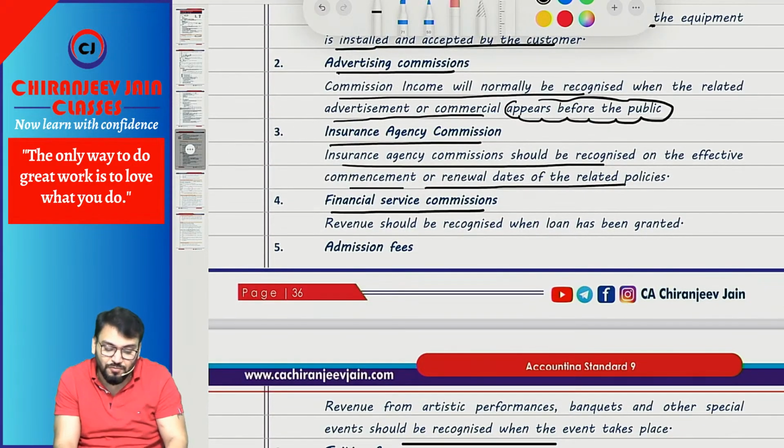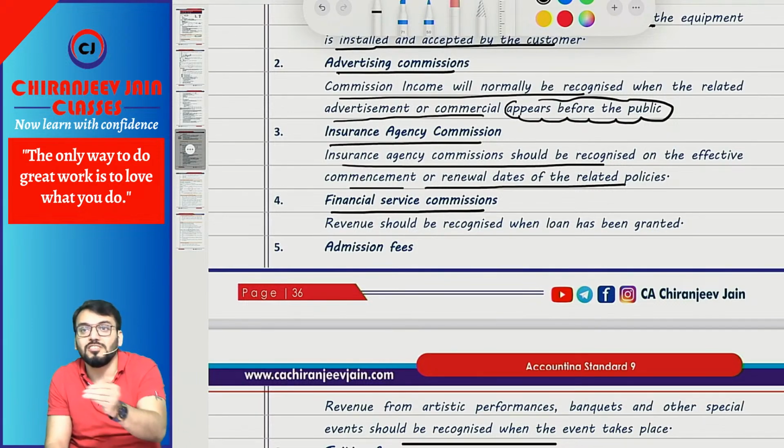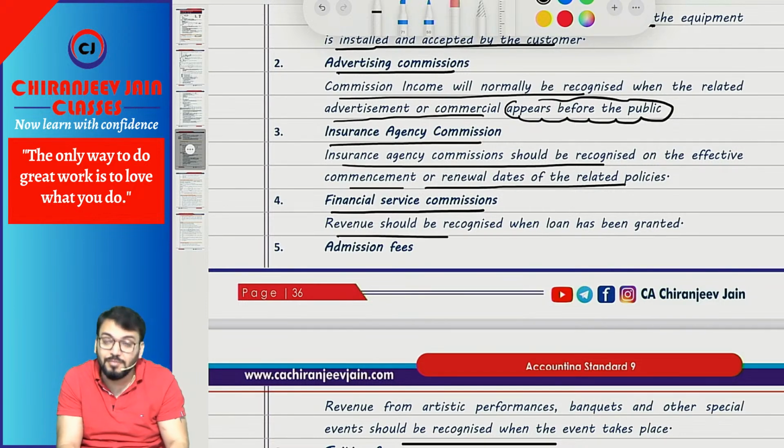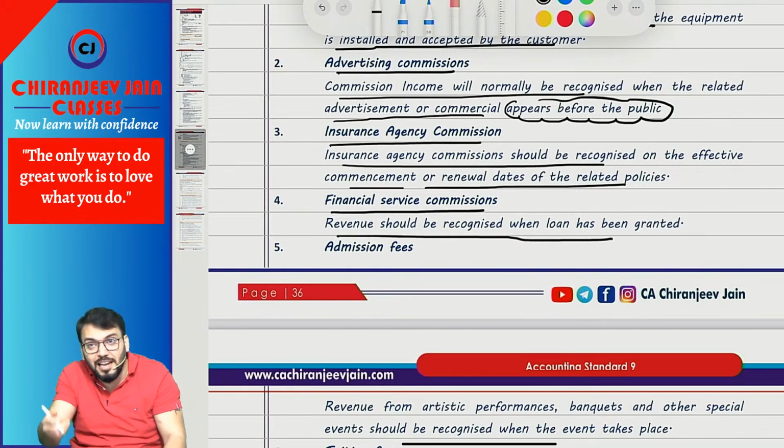Financial service commission means what? Suppose you are arranging a loan for some other party, and you are getting some commission on that. That commission income will be recognized when the loan has been granted, when the loan has been availed.